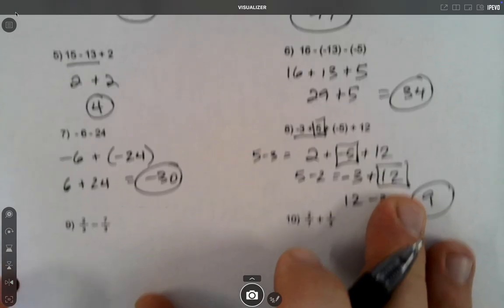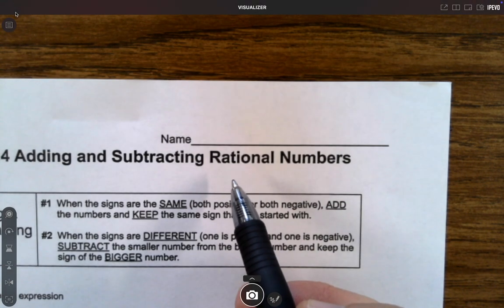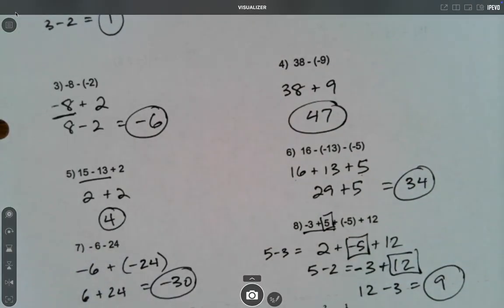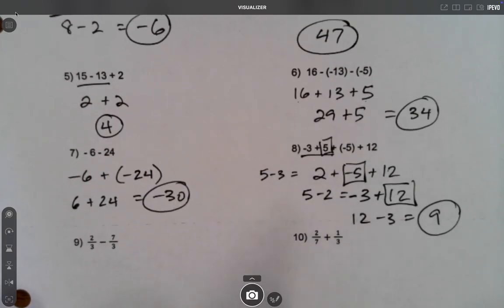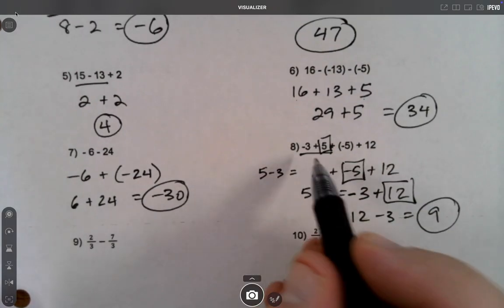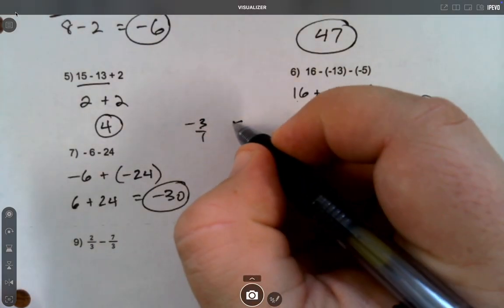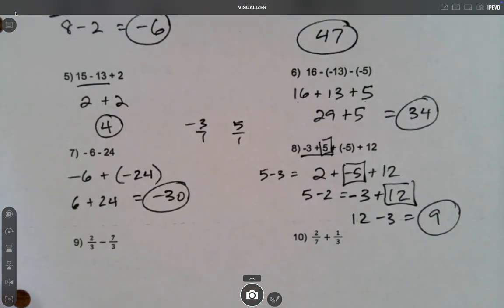Now, I didn't mention this before, but rational numbers are numbers that can be written as a fraction. Everything on 1 through 8 was whole numbers, but a whole number can always be written as a fraction just by putting it over 1. Like negative 3 is just negative 3 over 1. 5 is just 5 over 1. So whole numbers are rational numbers because they can be written as a fraction. Notice I didn't say they are written as a fraction, just that they can be written as a fraction.